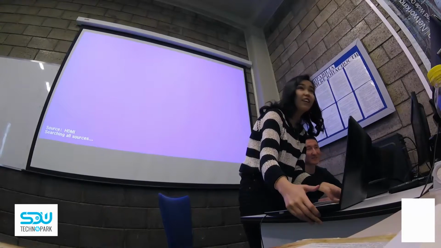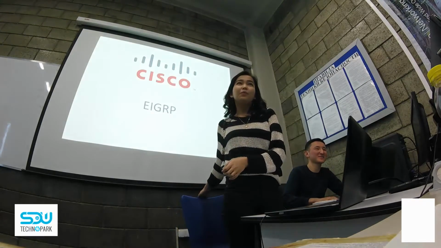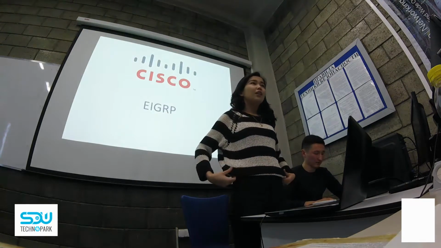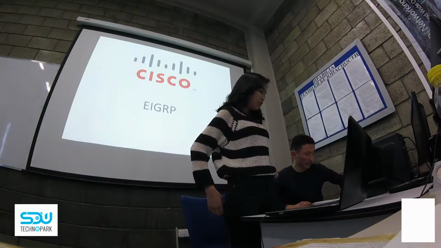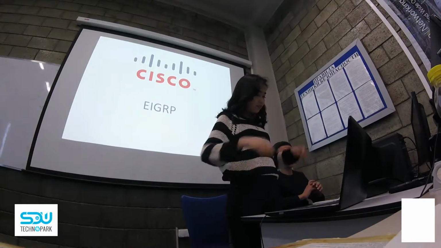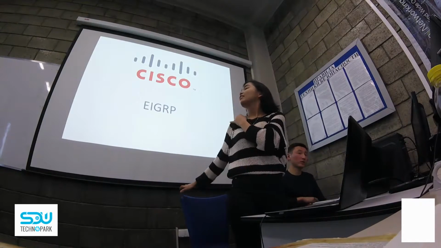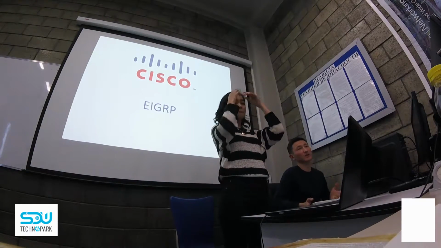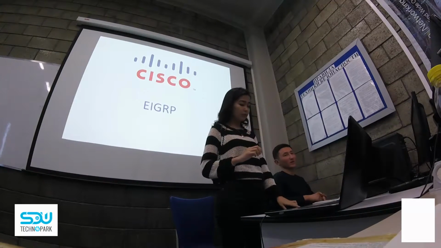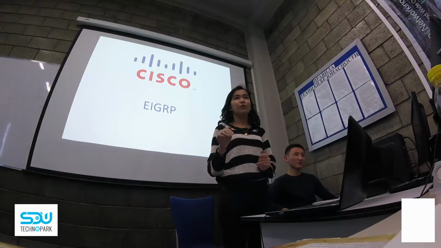But you also may ask questions if you have questions. Yes, you do have questions. Why do you write no auto-summary? We disable auto-summary because we need to send routing information across the classful network boundaries. EIGRP is classful by default, and therefore to make it classless, we use the command no auto-summary.